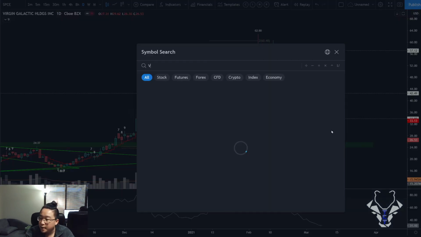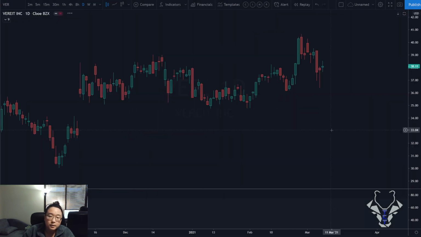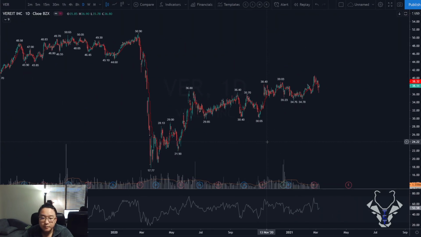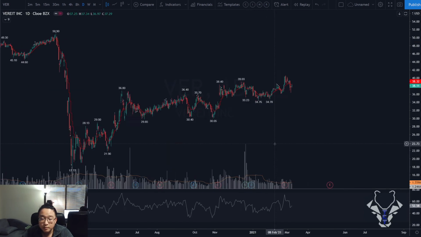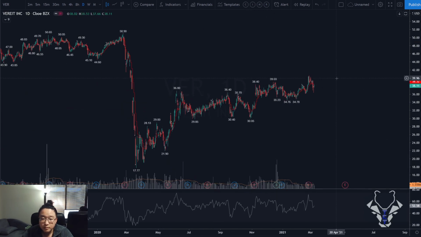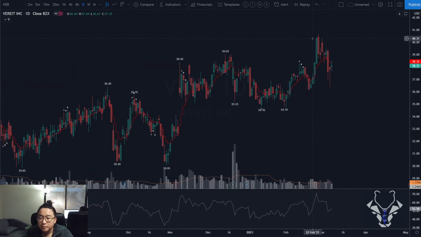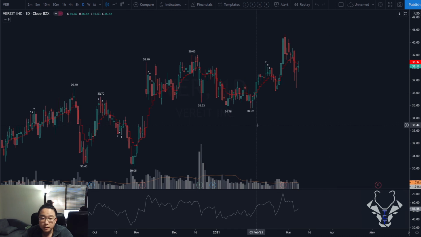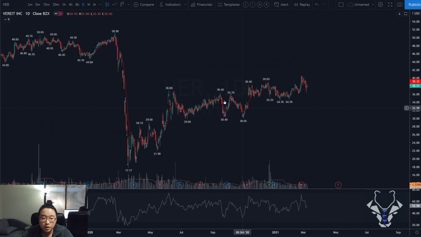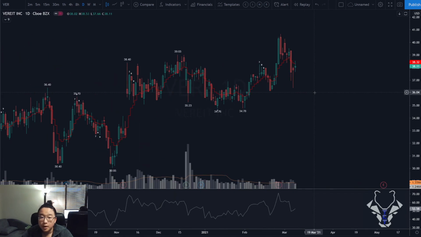Next, last but not least, VER. Channel. Not exactly a clear channel. Potential for head and shoulders. No divergences. Not seeing too much of a clear pattern here. It's just a slow grind up, it seems. Yeah, not a chart that particularly interests me.